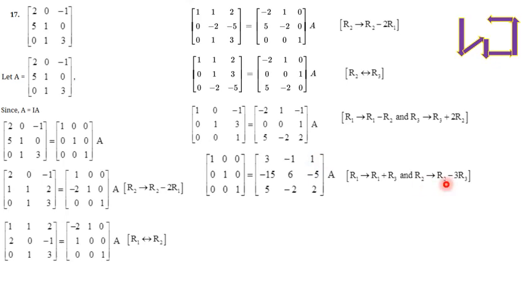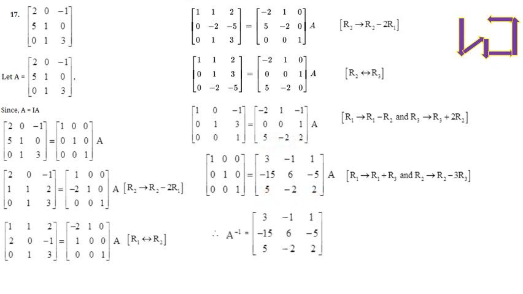And R2 changes to R2 minus 3R3. R2 is 0 minus 3 into 5, that is minus 15. It is written here. Next, R2, 0 minus 3 into minus 2, that is 0 plus 6, that becomes 6 here. Next, 1 minus 3 into 2 is 1 minus 6, that becomes minus 5. Now finally, the third row, that is 5, minus 2, 2.